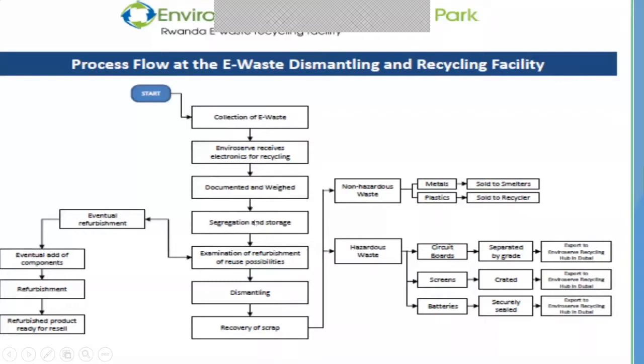After that we do segregation. We receive almost 100 types of electronic waste: computers, printers, household equipment, and so on. So we do segregation and then storage before any testing. Especially for computers and printers, we do testing to see if they can be refurbished. If we see that this equipment can be refurbished, we take it to our separate refurbishment department, and if there is any spare part that's missing, we add it. We don't buy spare parts outside. We just harvest spare parts from different materials.